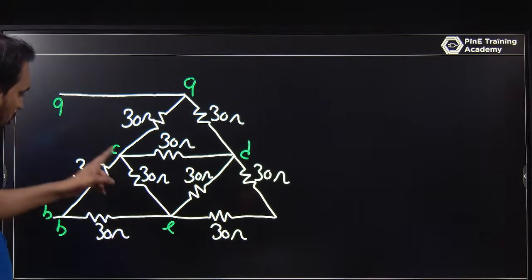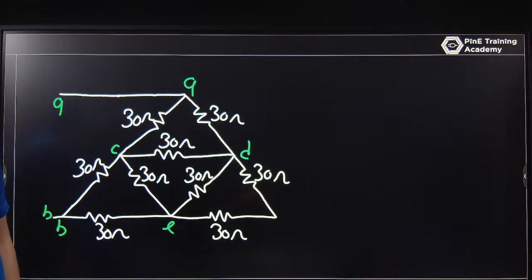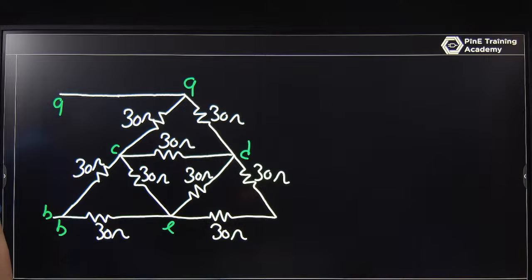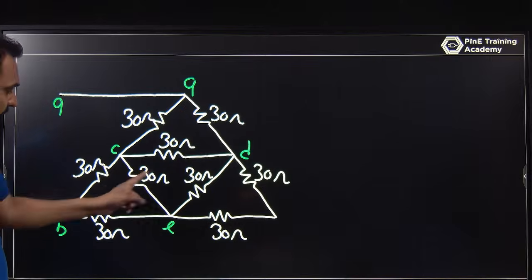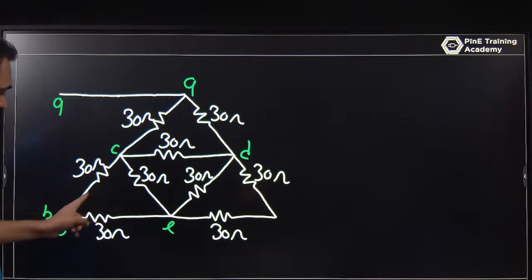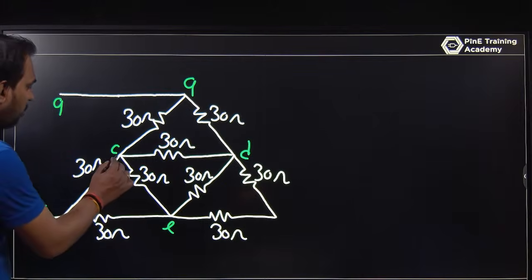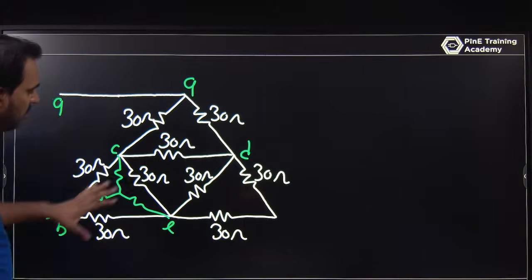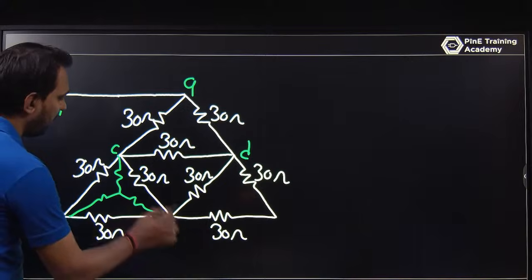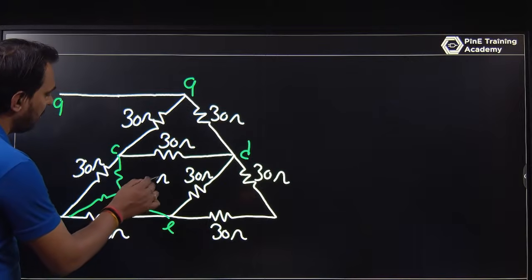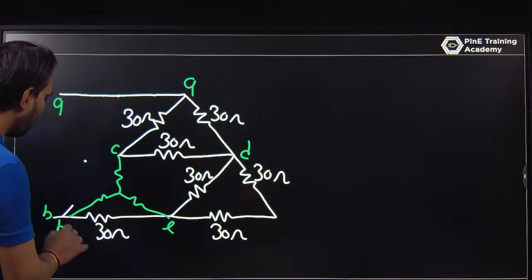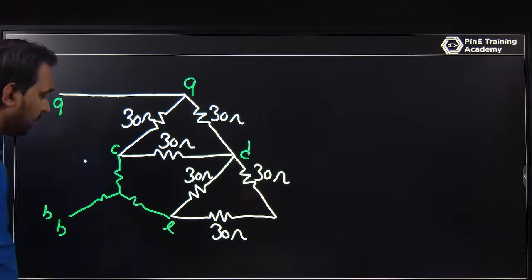This is 30 ohm, this is 30 ohm, this is 30 ohm. You can convert this delta to star. This is delta, and you convert it into a star. That 30 and 30 become 10 ohm. This is 10 ohm, this is 10 ohm, this is 10 ohm. So these circuits will be eliminated. This is the way you can make a simple circuit.